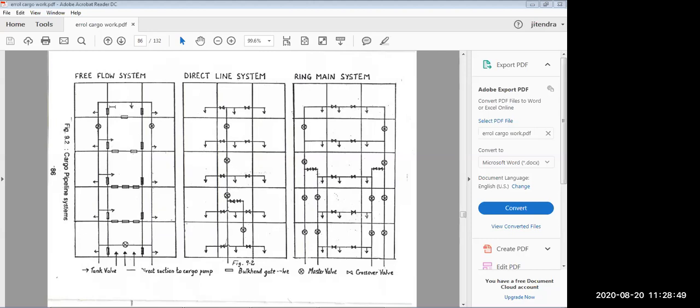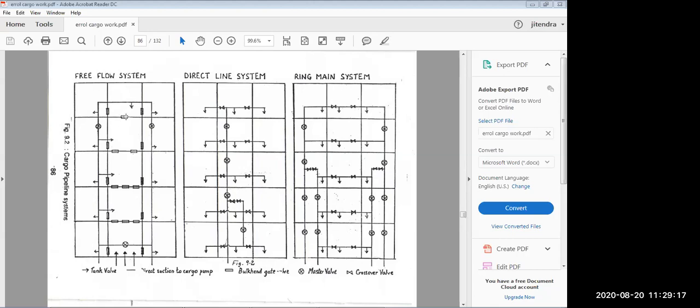Then you have a free flow system. What does this free flow system mean? You have 5 tanks, 1 2 3 4 5, and port, starboard and center. So at the bulkhead tank bottom, we have a bulkhead gate valve. So we open this valve, and all the cargo will come from starboard to center, port to center. In the same way on all the tanks, all the cargo will come into the center tanks.